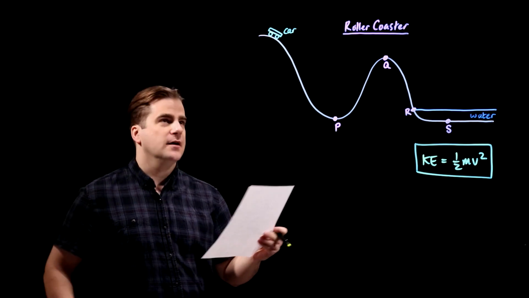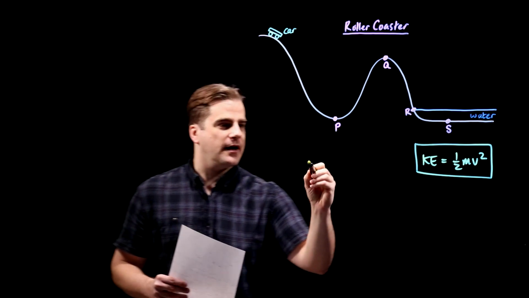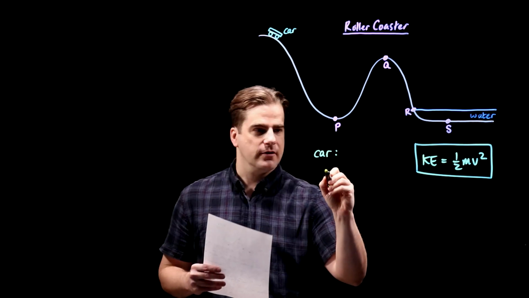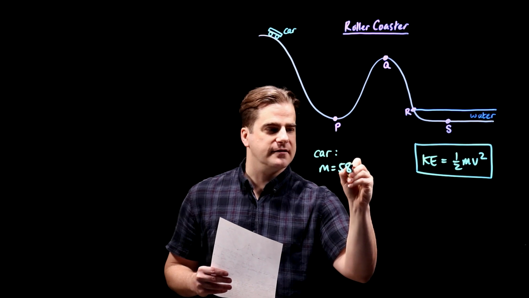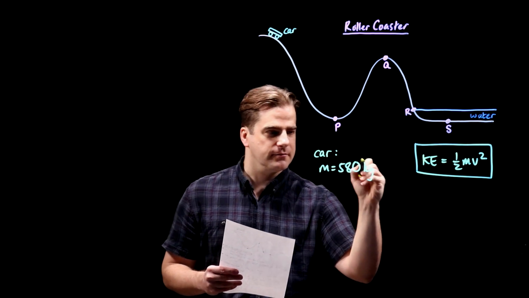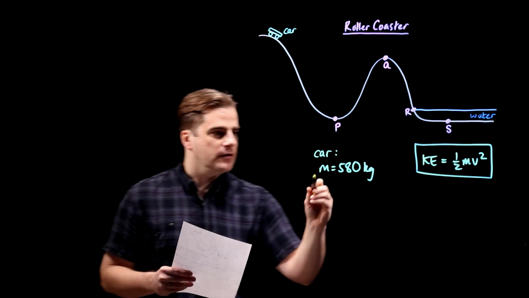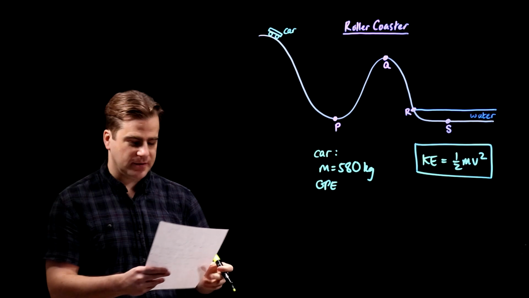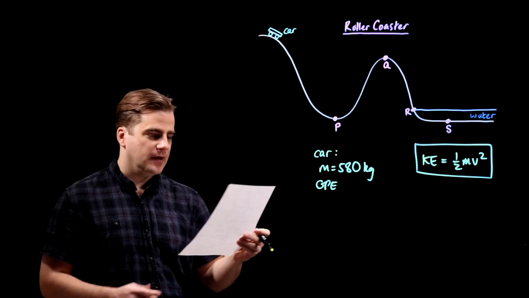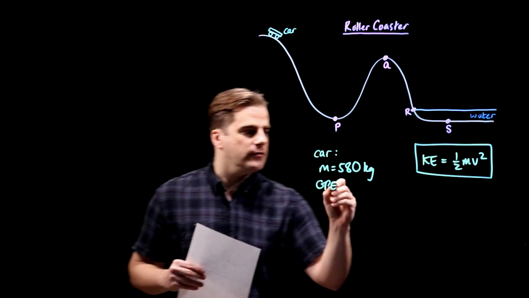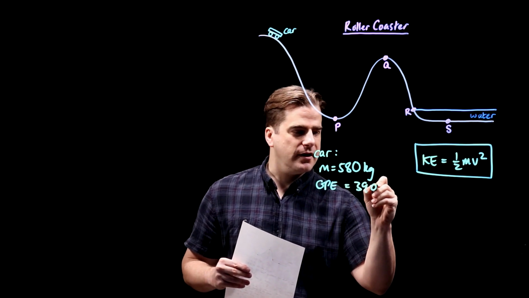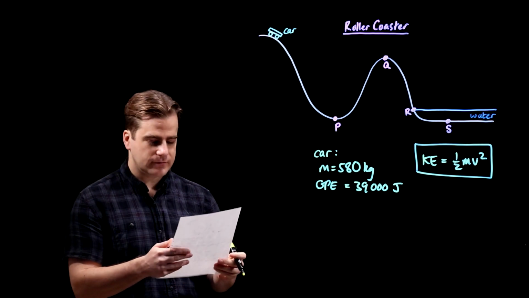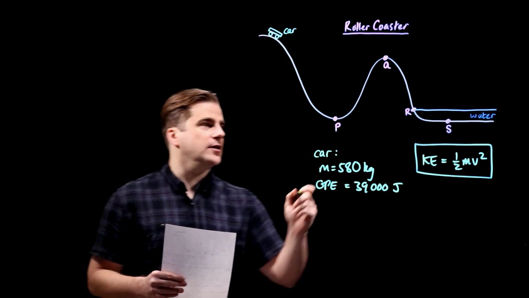Right, we're told that this car has a mass of 580 kilograms, and we're told that GPE, gravitational potential energy, gains 39,000 joules, the unit of energy is joules, from P to Q, okay?